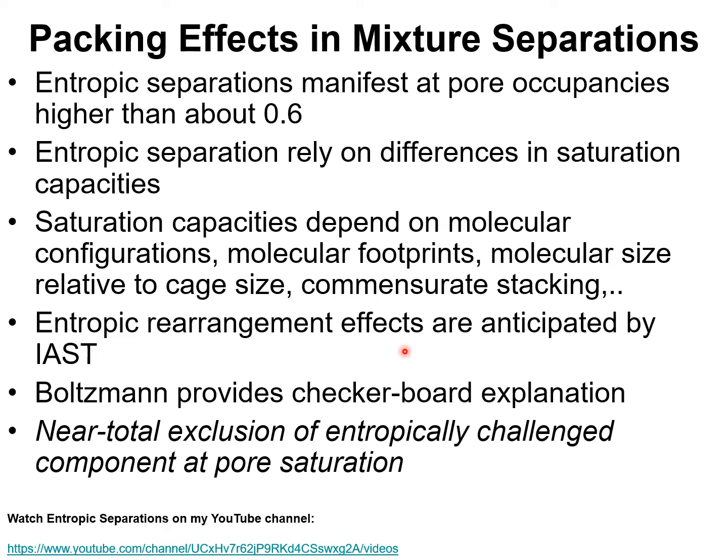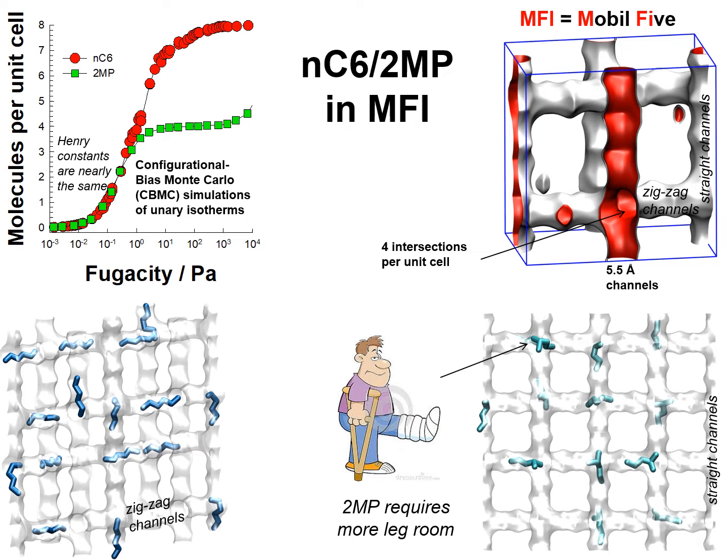And in this presentation, we have used the simple Boltzmann expression, S = k ln W, in order to explain and elucidate entropy effects using a checkerboard analog of adsorption sites within the pore topology. We begin our discussions by considering the separation of hexane isomers, normal hexane, nC6, and 2-methylpentane using MFI zeolite.